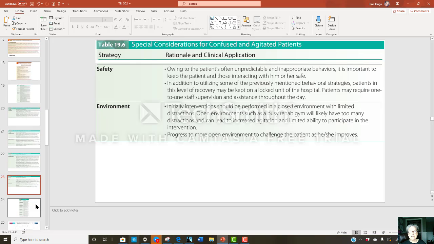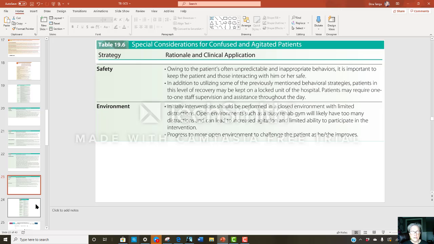Safety. Owing to the patient's often unpredictable and inappropriate behaviors, it is important to keep the patient and those interacting with him or her safe. In addition to utilizing some of the previously mentioned behavioral strategies, patients at this level of recovery may be kept on a locked unit in the hospital. Patients may require one-to-one staff supervision and assistance throughout the day.